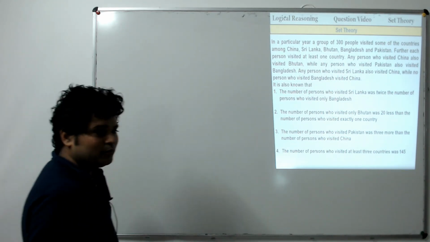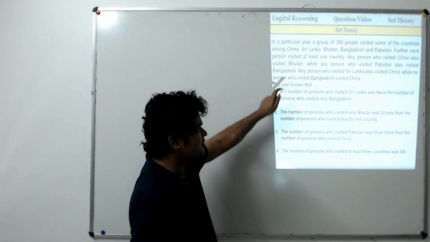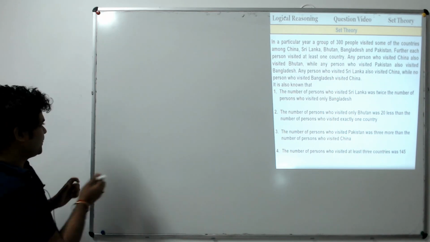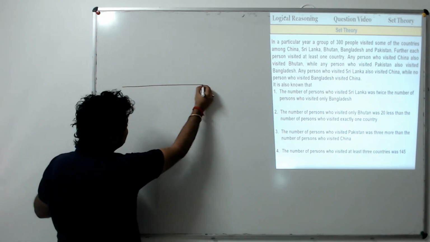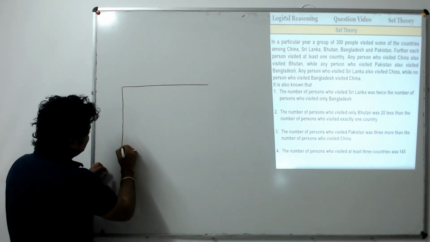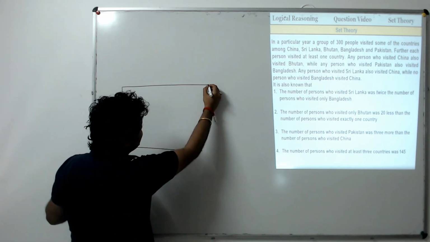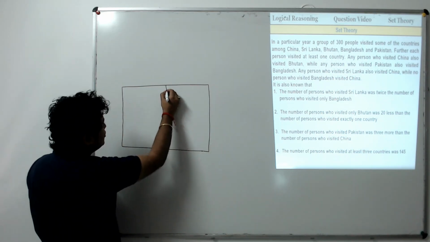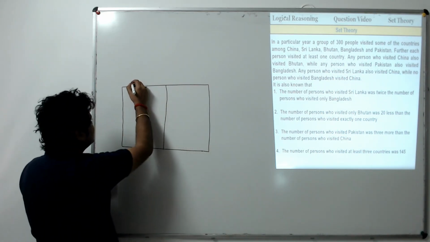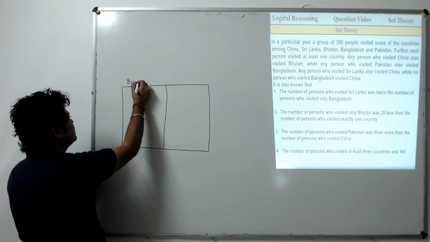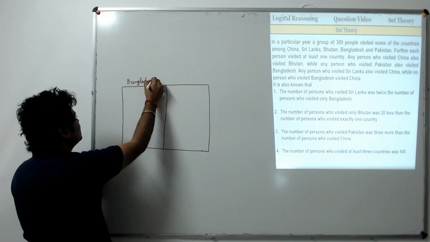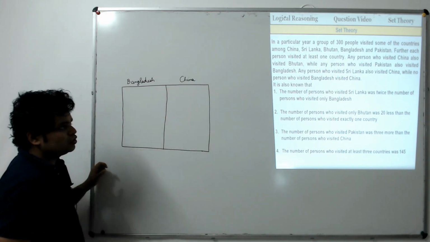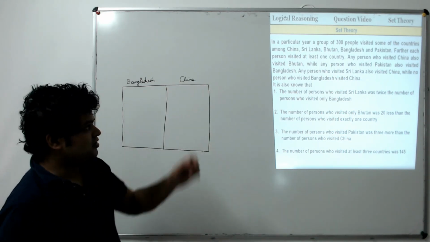So my starting point to solve this question is the last statement. No person who visited Bangladesh visited China. So that means these two countries are exclusive. That means they do not have any intersection point. So I can draw something like this. This is Bangladesh and this is China.